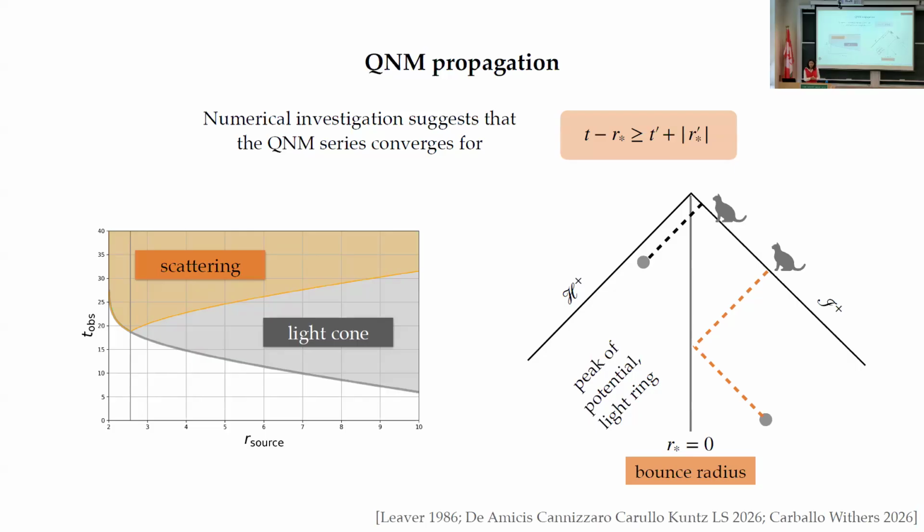There's been just last week or 2 weeks ago a paper by Ben Withers and his PhD student Carvalho, where they found that this bounce radius is related to some complex geodesics that bounce at the singularity, and which seem to be related to the convergence radius of the quasi-normal mode sum. But yeah, that's all I can say.